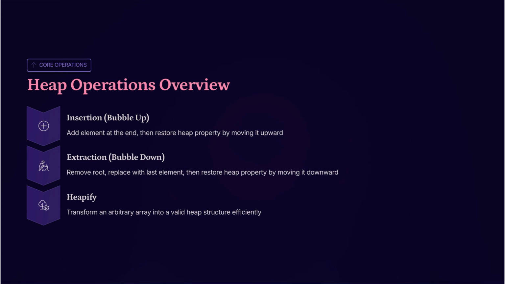Heap operations are crucial for maintaining the heap property. Insertion involves adding an element at the end and using the bubble-up process to restore order. Extraction removes the root, replaces it with the last element, and uses bubble down to maintain structure. Heapify efficiently transforms an arbitrary array into a valid heap, ensuring optimal performance.